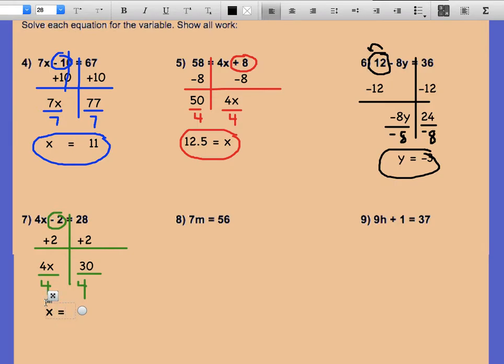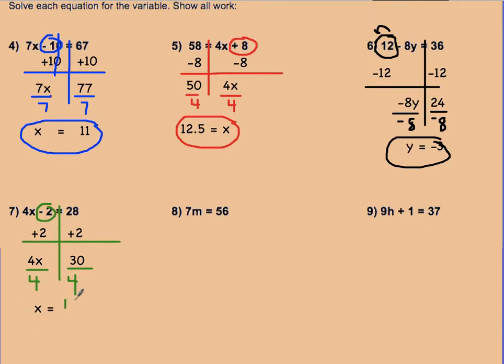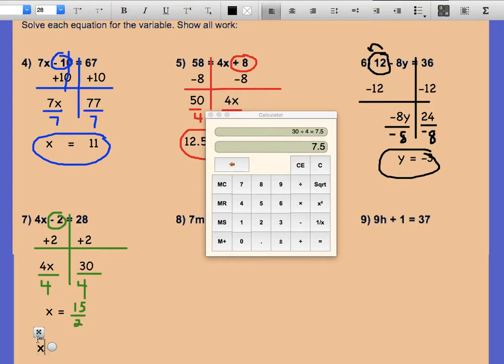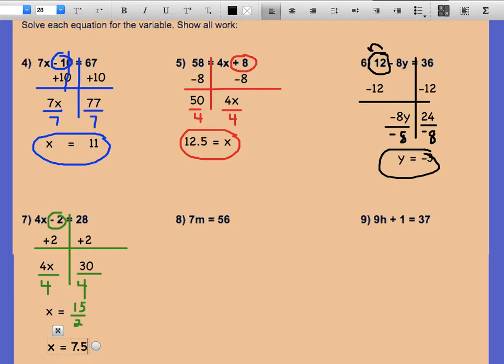30 over 4, we can simplify that to 15 over 2 if we divide it by 2 over 2. So 15 over 2 would be an acceptable answer. If you want to use your calculator, though, I'll pop this one up on screen. If I do 30 divided by 4, and I want to write 7.5 as my final answer, that's okay as well. Your choice. Remember, those are equivalent, 15 over 2 or 7.5. Either way is okay. All right, next one.